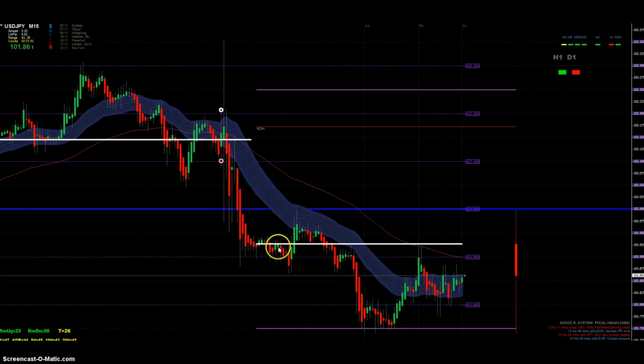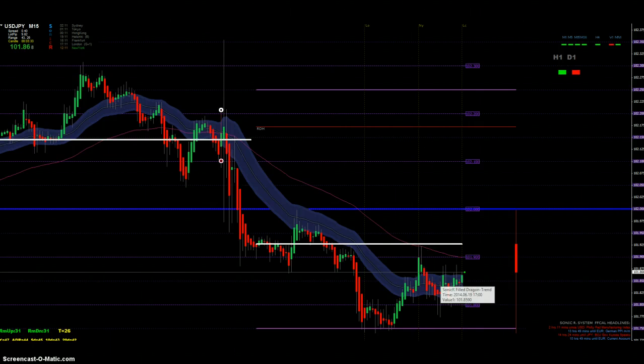We had our usual ranging Asian session, which is normal, and then we started picking up activity towards the end of the Asian day, and it was going into the London Open, which is down in here. So this kind of gives us an idea of what the bias is for the day.